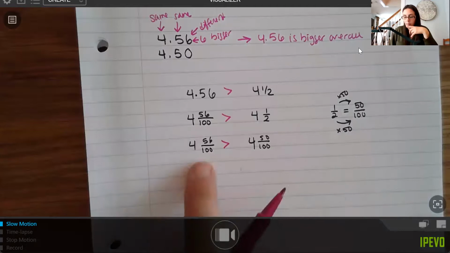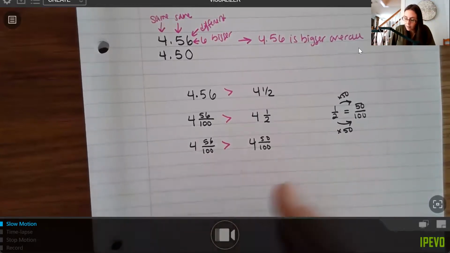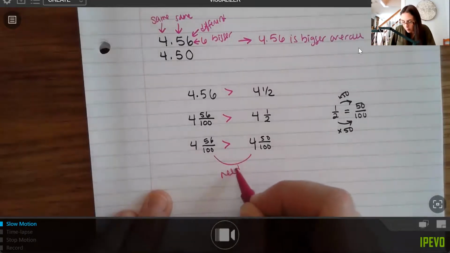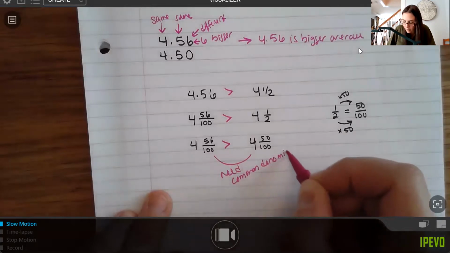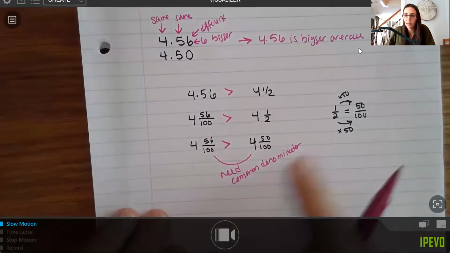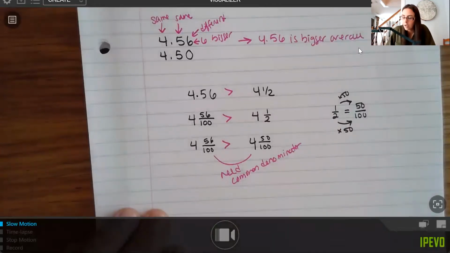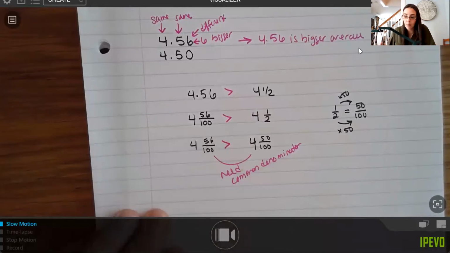And again, hopefully you remember how to compare our fractions that we've already done. So once you have the same common denominator, and it doesn't have to be the least common denominator. Any common denominator will work here. So that's why I went with the 100, because it was pretty easy for me to convert that 1/2 over to. Then you just compare your numerators. 56 is more than 50, so that one is bigger.